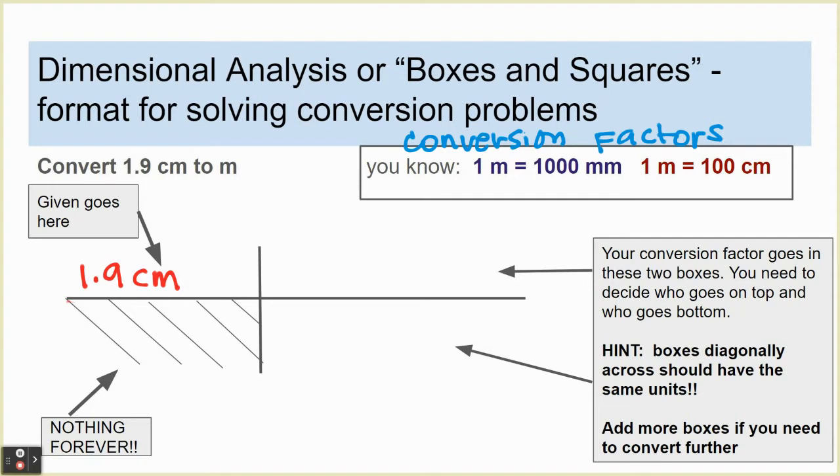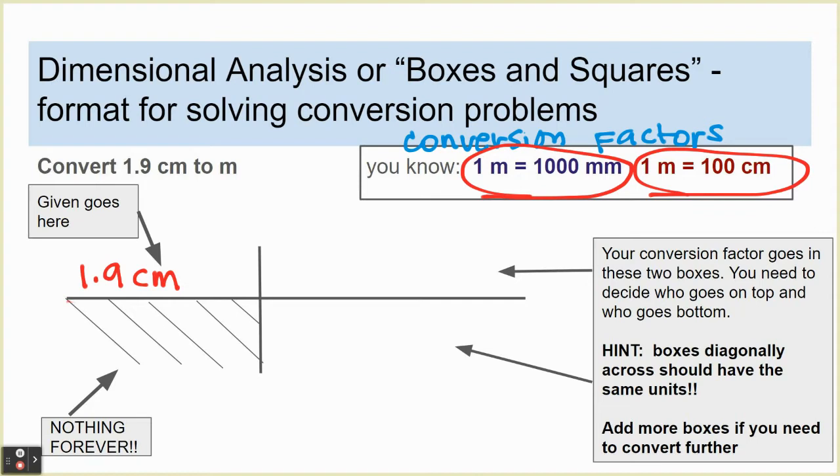So you need to look for a conversion factor, and remember, you know two of them: 1 meter is equal to 1,000 millimeters, and 1 meter is equal to 100 centimeters. Now, the question is, which conversion factor do we need? It's actually easy. First of all, you need to look for a conversion factor that has the unit for the given, and a conversion factor that has the unit for the unknown. Sometimes this is just one conversion factor, but sometimes you might need more than one.